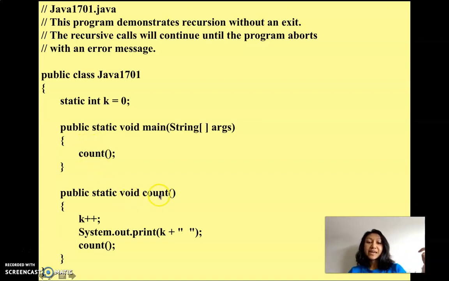But if you notice what's happening in count, we do k plus plus. So k is coming from here. K is equal to 0, you do k plus plus. You print k, and then right after printing it, it prints a space. And then what happens? It calls count again. K plus plus. K becomes 1. It prints k. Count again. And so on. Will this ever end?